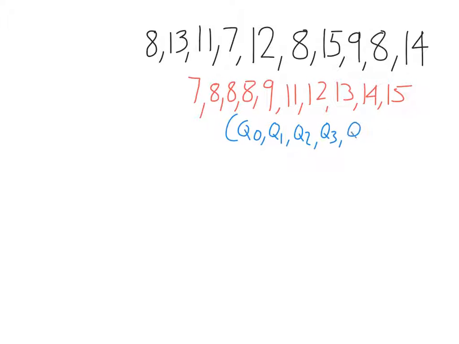So Q0 is really easy. It's just 7. It's the minimum. Q4 is also really easy. It's the largest, so it's 15.